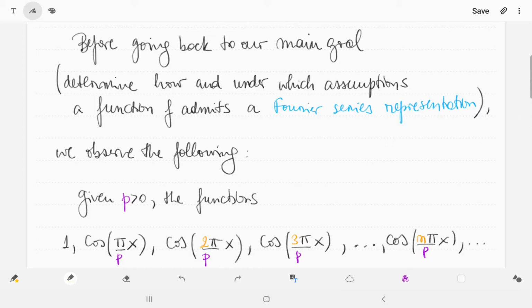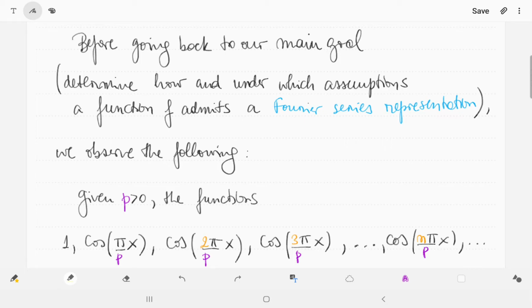Okay, going back to our main goal. Remember that we proposed a solution to the wave equation that was a series involving the sine function, and there were coefficients a_n and b_n that we had no idea how to find.